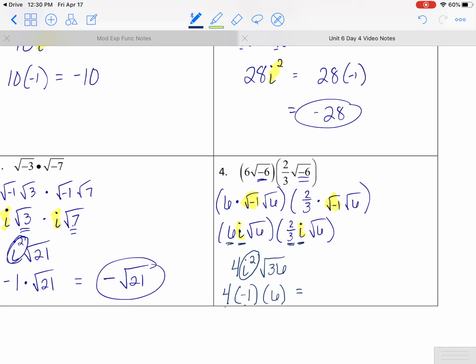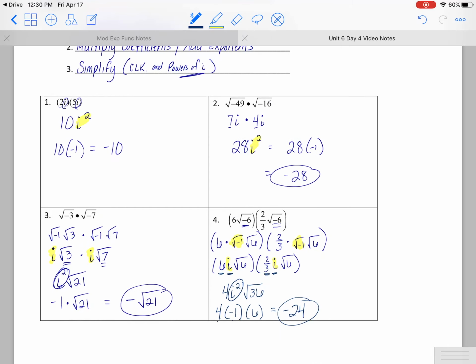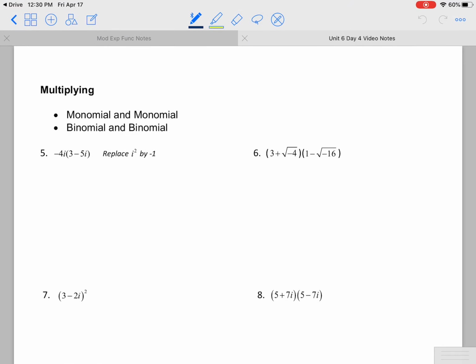So 4 times 1 is -4. -4 times 6 gets me a final answer of -24. Not too bad, right? All right, so let's do a couple more complex ones. I'm going to be looking at these. And number 5 looks an awful lot like something that looks like this.